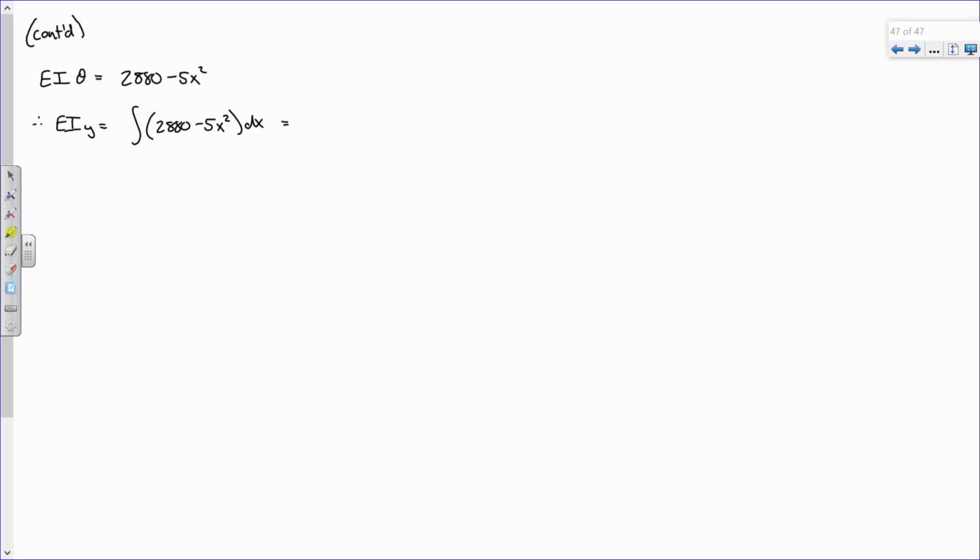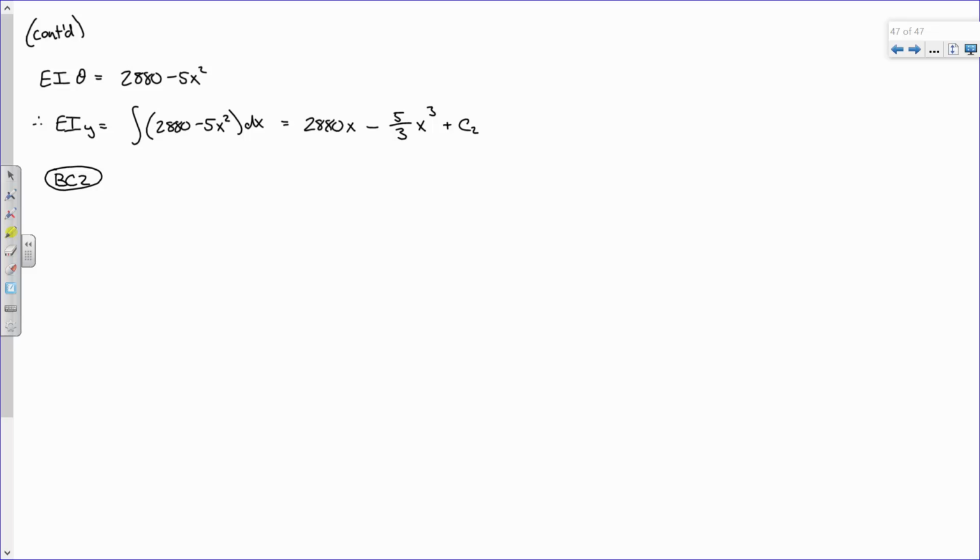And so the integral of 2880x minus, what's the integral of 5x squared going to be? 5 over 3 x cubed. There we go. So, missing anything? Plus C2. And now that we've got this, utilize our second boundary condition.